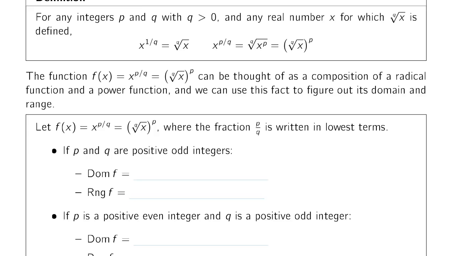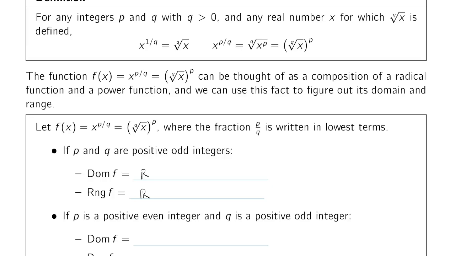If p and q are both odd, that means we have an odd root and an odd power. Those are both 1 to 1. They both have as their domain and range all real numbers. So if p and q are both odd, we have a 1 to 1 function whose domain and range are both all real numbers.